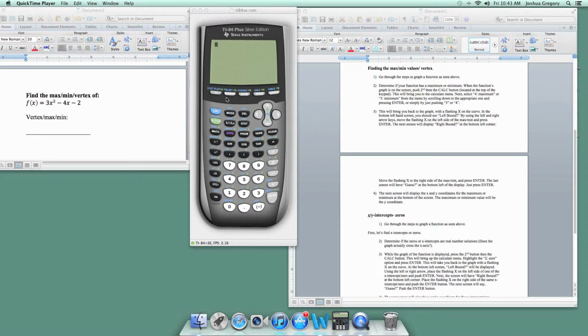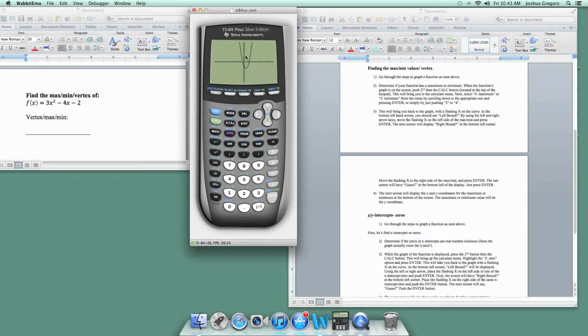So the first thing we want to do is get to this blank screen with the flashing rectangle and push y equals. We're going to plug in our function, 3x squared minus 4x minus 2. 3x squared minus 4x minus 2. So we're all good up there. And then we're going to push graph. And it's going to take us to the graph. And that's as far as we went last time.